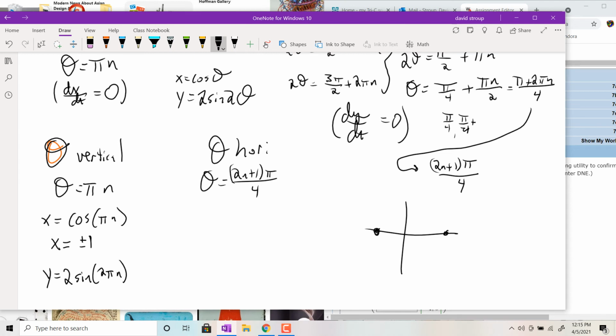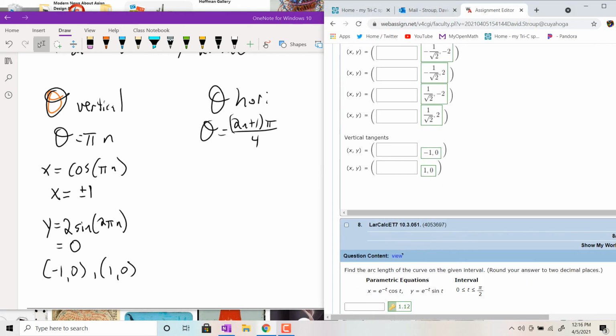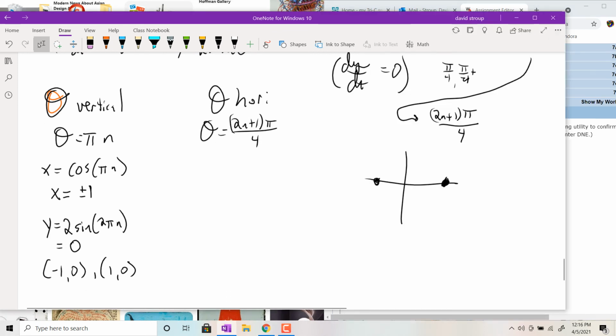Okay. When sine is at an even multiple of pi, sine of that value will be 0. So this will end up just being 0, and so we'll have vertical tangents at (-1, 0) and (1, 0). If you look at your vertical tangents, there they are, (-1, 0) and (1, 0). So it looks like the horizontal ones are a bit more complicated.